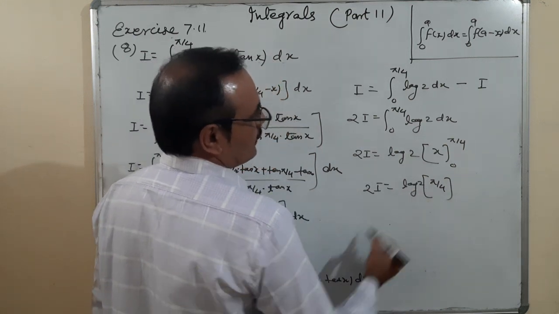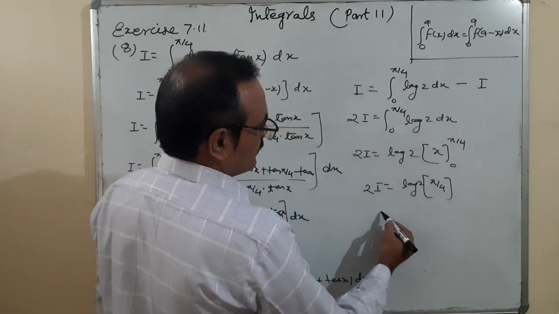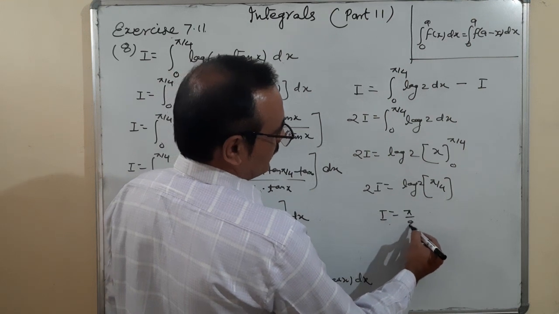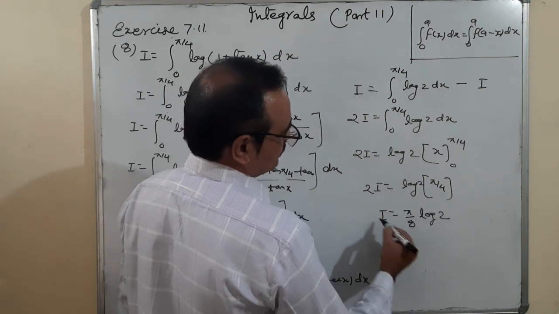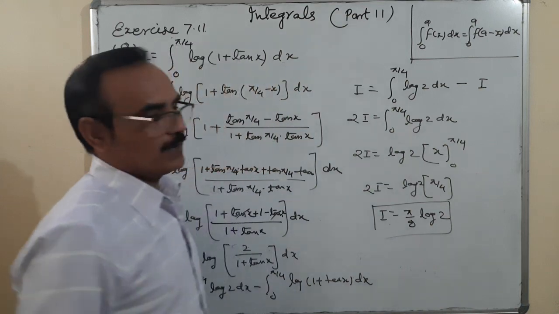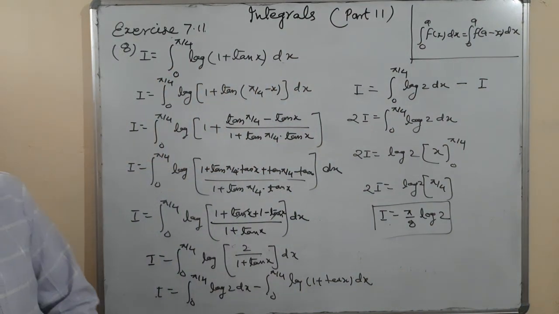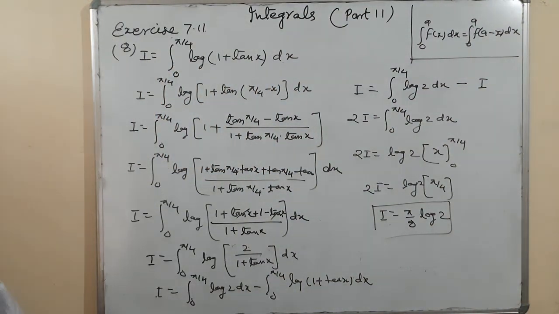Okay. So this 2 will be shifted here. I is equal to pi by 8 log 2. Okay. This is the value of integral 0 to pi by 4 log 1 plus 10x. Okay.